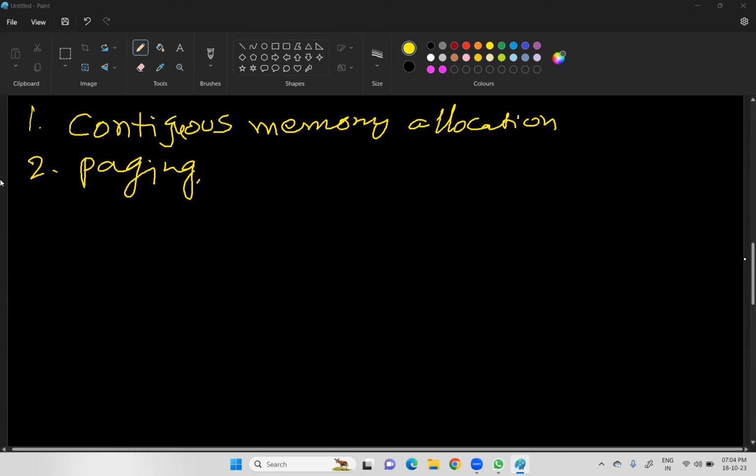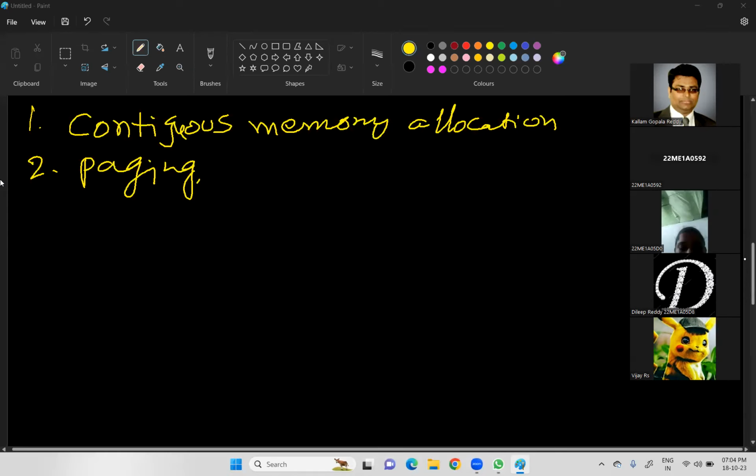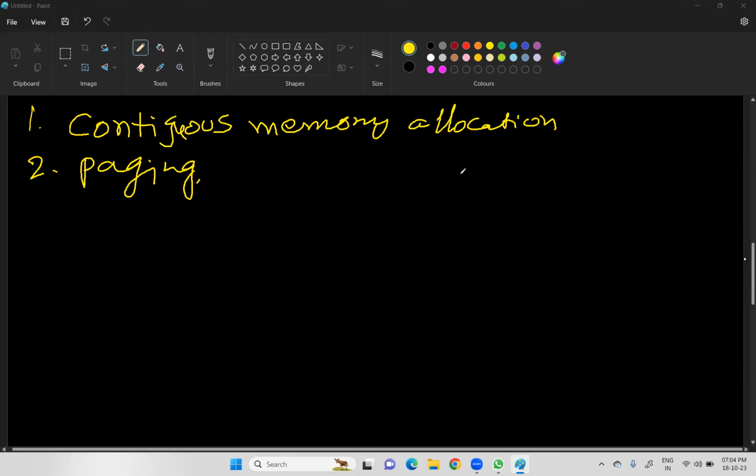First one is, before going to take contiguous memory allocation, we must get some clarity regarding continuous and contiguous. That clarity is very important. What do you mean by continuous and what do you mean by contiguous? Continuous means, let me give you one quick example.